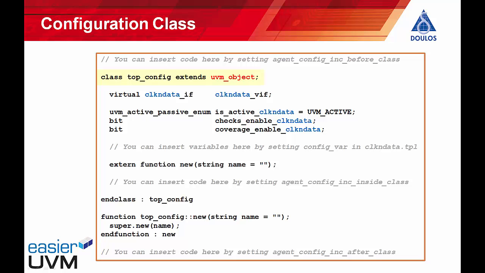A configuration object is just a class that extends UVM object, and then it contains a set of variables representing configuration parameters. You can see in easier UVM as standard, we have a virtual interface for each agent, and also for each agent we have an isActive flag to say whether that agent is running in active or passive mode. And we have two 1-bit flags, checks enable and coverage enable, to enable checks or coverage respectively. Those flags were actually documented in the standard UVM user guide, and we've borrowed those in the easier UVM coding guidelines.